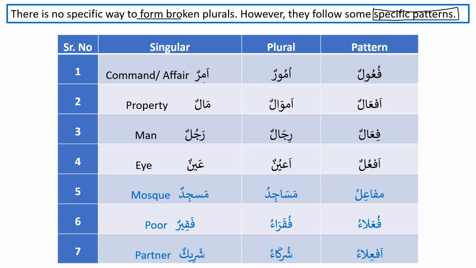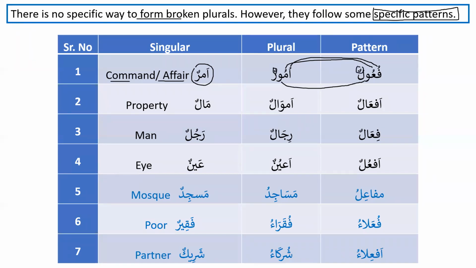So the first one is amrun, the singular. That is the default form, which means command and affair. So it has two meanings. And the plural is umurun. And the pattern is fu'ulun, as we can see, fu, and then we have mu, and then we have u, then we have waw, and in the end we have tanween.